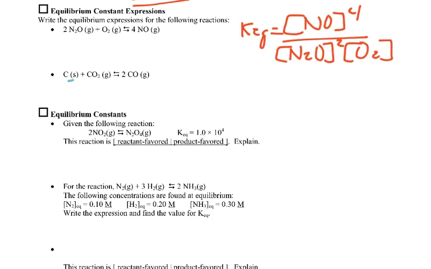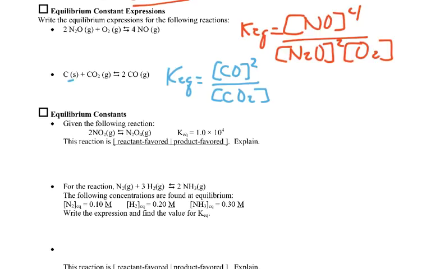Okay, for the second one, we have a solid in there. Because there's a solid, that one is not going to be part of the equilibrium expression because its concentration really does not change very much. So CO concentration squared over CO2 concentration. And those are those two answers.